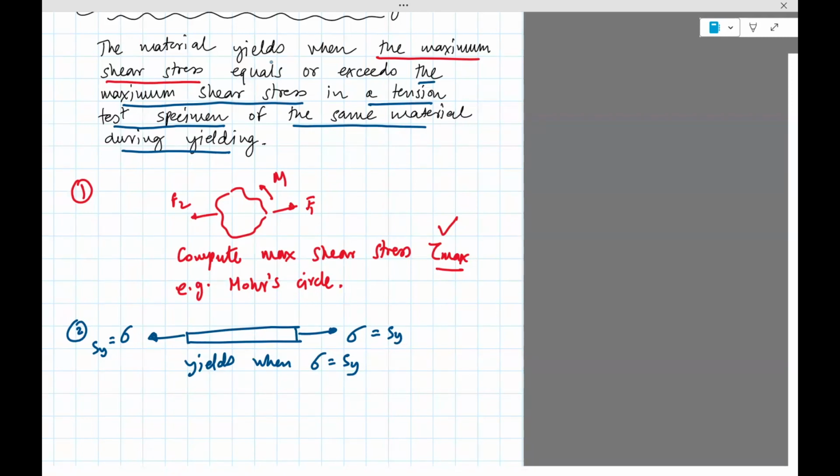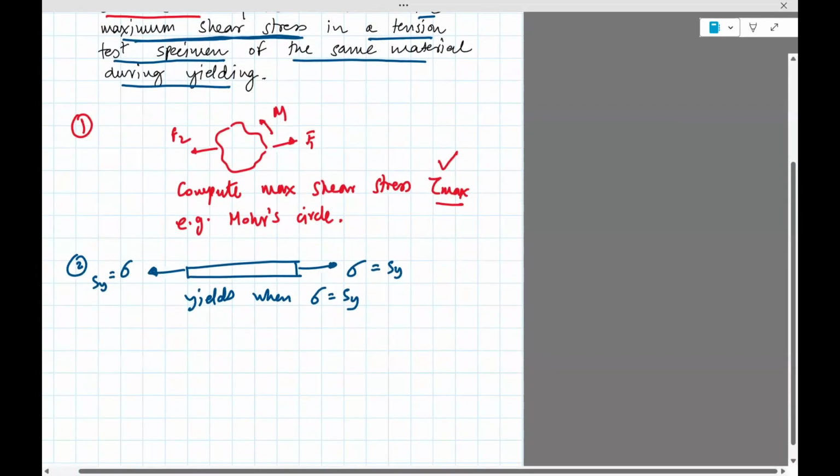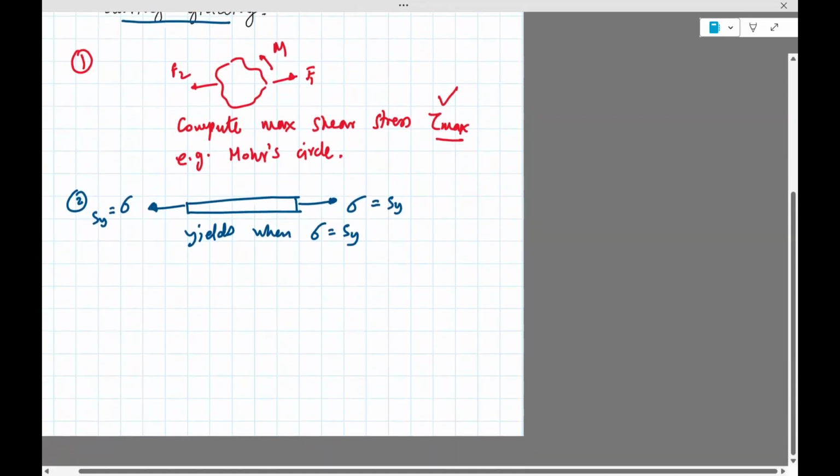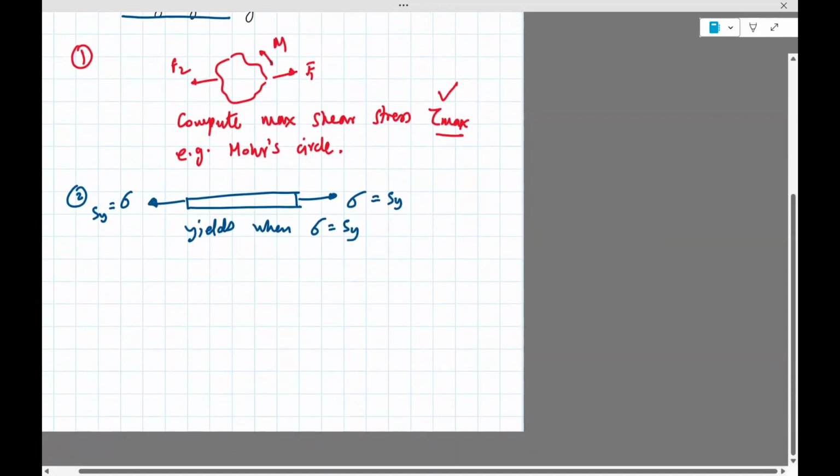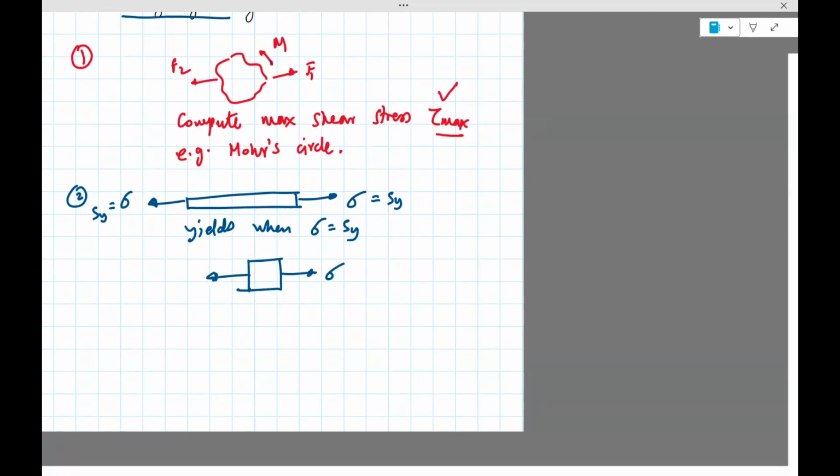The only thing left is we need to compute the maximum shear stress in this experiment. Again, how do you do that? Well, you'll again use the Mohr circle. So this is the 2D element. It's subject to stress sigma. Okay, there's no shear stress because it's a uniaxial loaded specimen. There's no stress in the y direction because again, there's no load in that direction. It's only uniaxial stress. So this is the stress element.